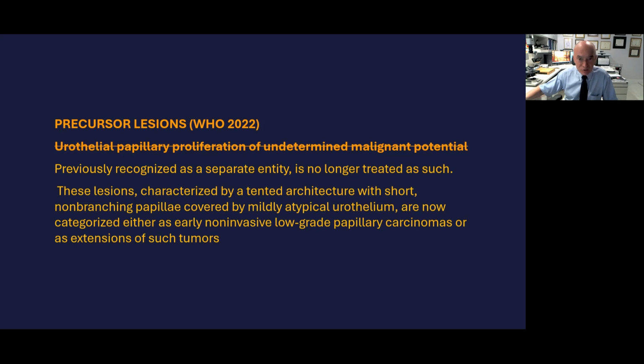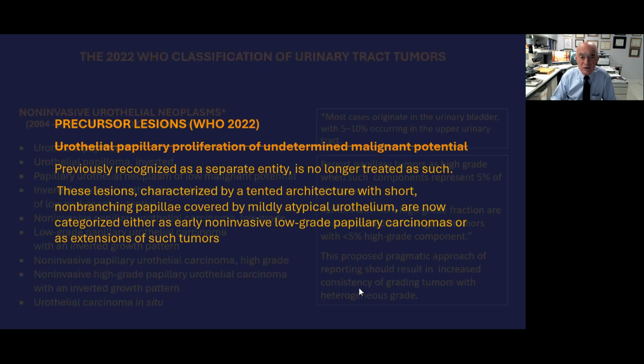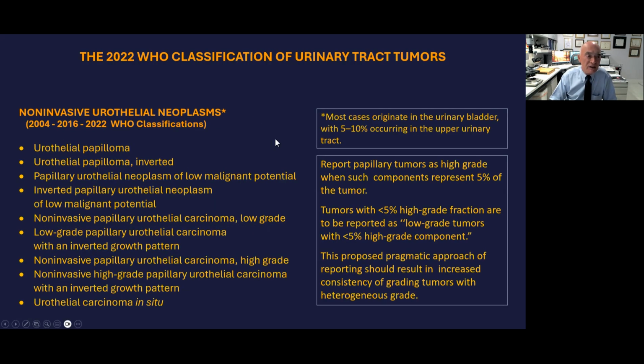And many times we just use this term as a kind of wishy-washy diagnosis, and this lesion has no place in the new classification. So now we have this non-invasive urothelial neoplasm with all these different varieties. Most cases originate in the urinary bladder, with about 5 to 10% occurring in the upper urinary tract.